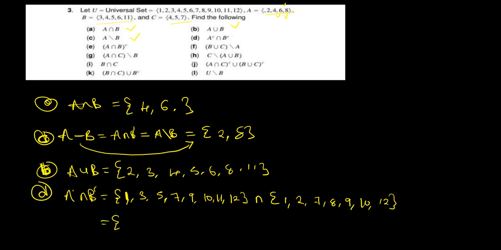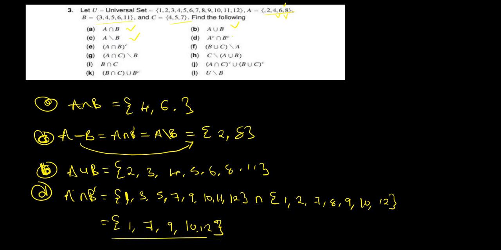Alright. So I can see 1 there. Then what else? 3 is not there. 5 is not there. 7 is there. Alright. It is found in both. Then what else can I see? I can see 9 in both. What else? I can see 10 in both. I can see 12 in both as well. So these are the elements you are supposed to list.